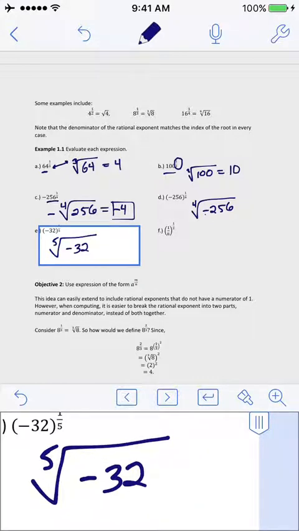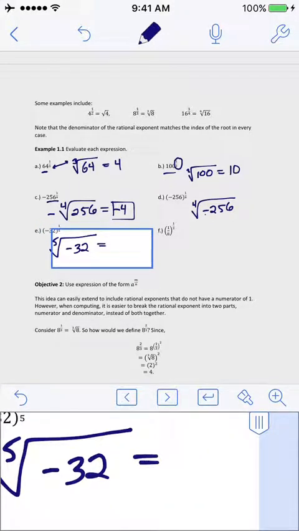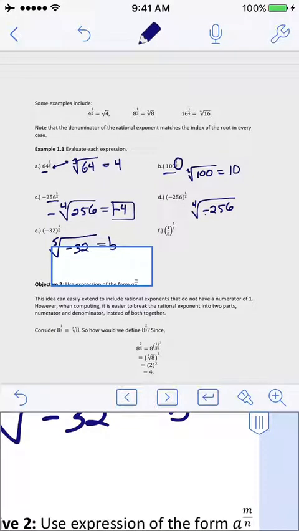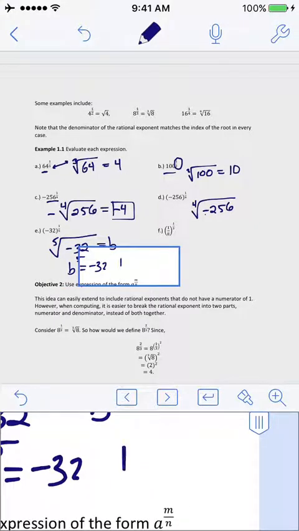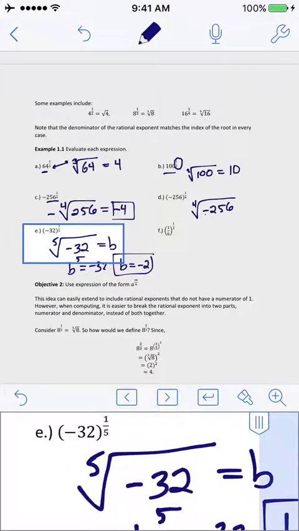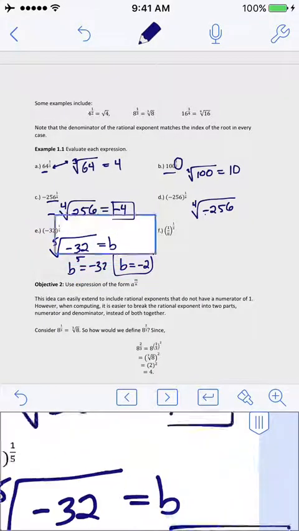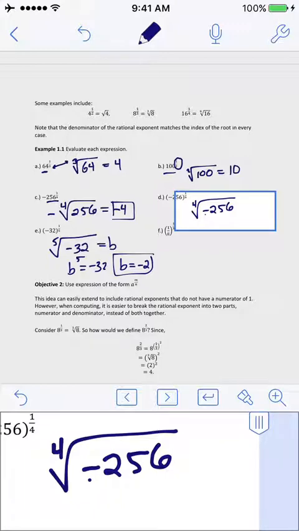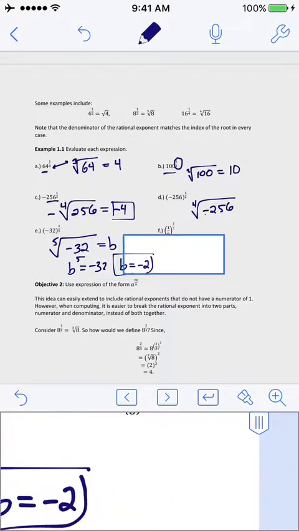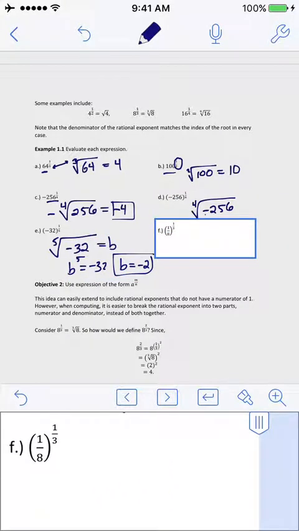This is an odd index. So there is, in fact, a number that when multiplied by itself 5 times equals negative 32. That number is negative 2. So odd indexes are okay. Even indexes, not a real number. Odd indexes are good.